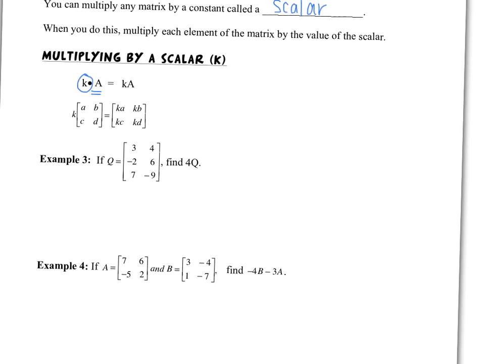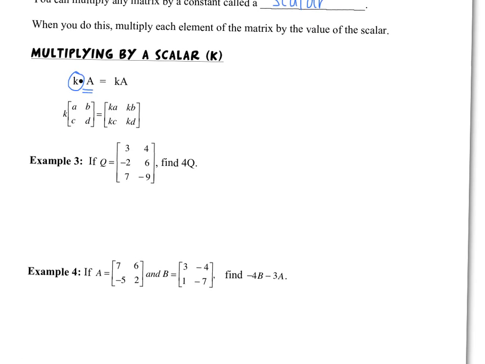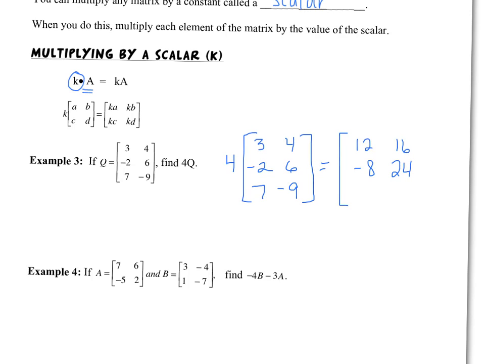So let's do this first example. If Q is equal to 3, 4, negative 2, 6, 7, negative 9, we're going to find 4Q. So all we're going to do is put a 4 in front, write our matrix, and the result is going to be our matrix, but with every element multiplied by 4. So that'll give us 12, 16, negative 8, 24, 28, and negative 36.